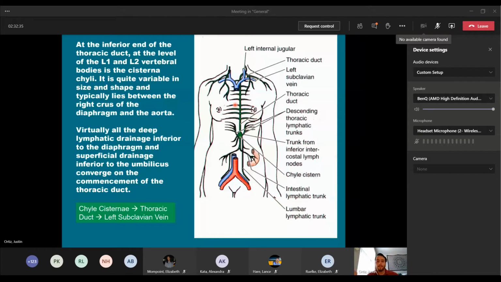Lymph and venous blood are not the same thing. So lymph is then going to drop into the venous blood via the left subclavian vein, right? So remember, it's the left subclavian vein for the thoracic duct.